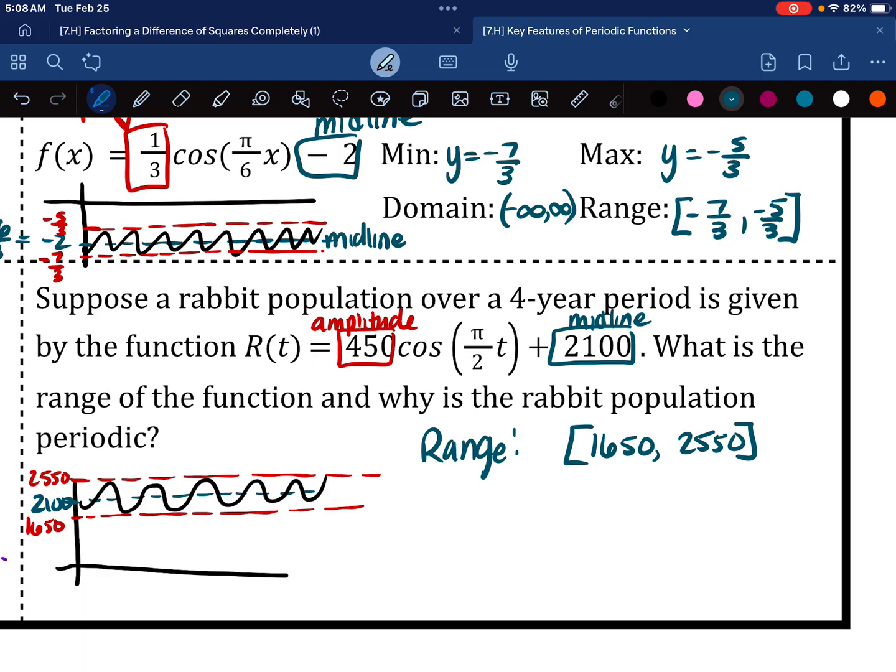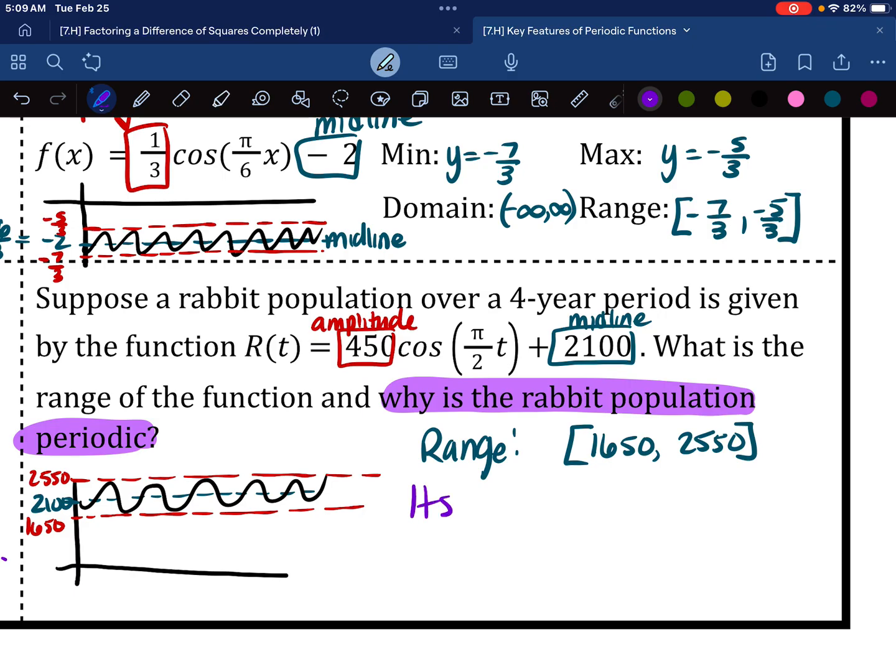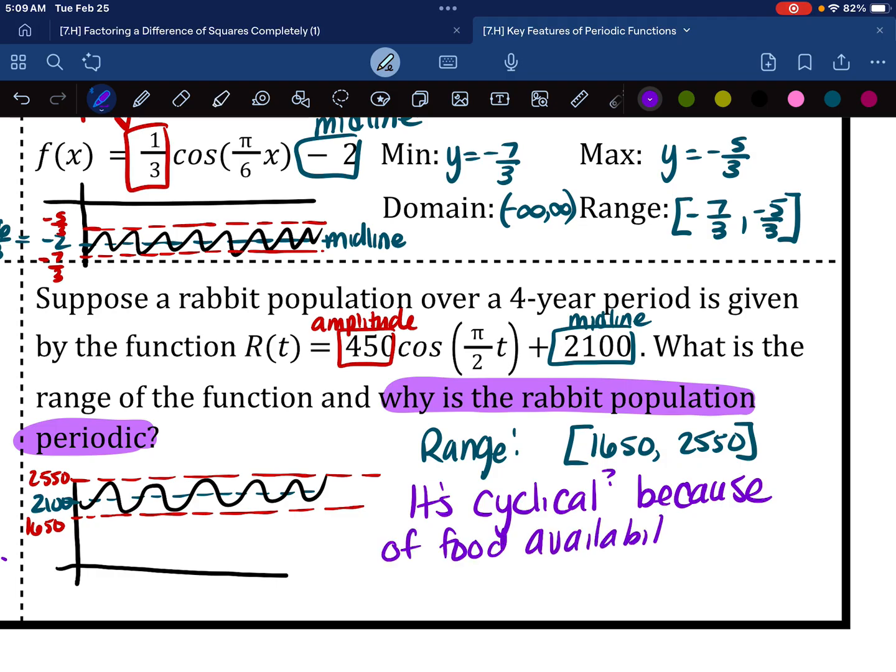Okay, so now that I've done that part, let's see. So now let's look at the y here. Okay. Again, that y for the rabbit population, it could be seasonal. That's what my usual thing is. Okay. It's cyclical. Ooh, I don't know how to spell cyclical. Good job, schedule. Because of food availability.